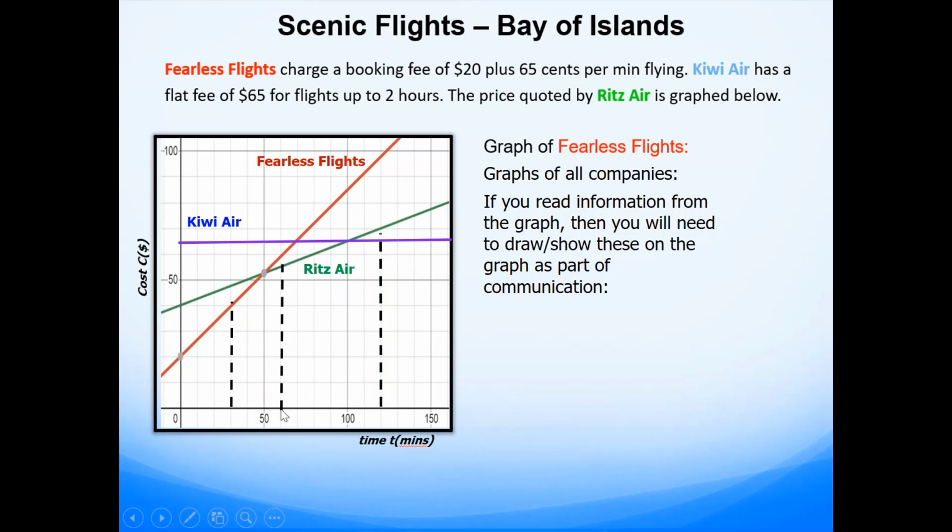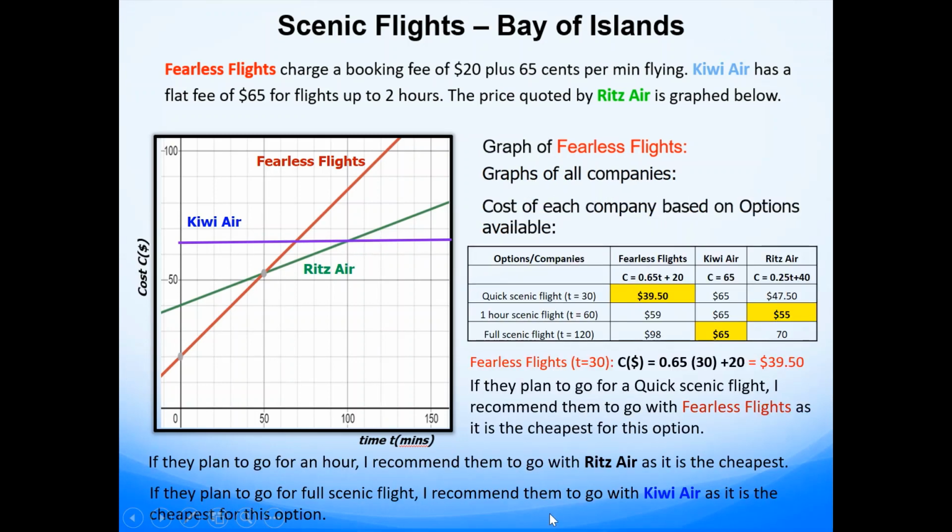And then likewise we can do the other one, which is for 60 minutes, the second option that they have, and it touches the green graph first, which is for Ritz Air. So you will recommend that Ritz Air is cheapest, and for 120 minutes Kiwi Air is cheapest, as you can see here. So you can use this logic as well to answer the question, but if you need the exact values, then it's important for you to fill in the table of values and go from there.